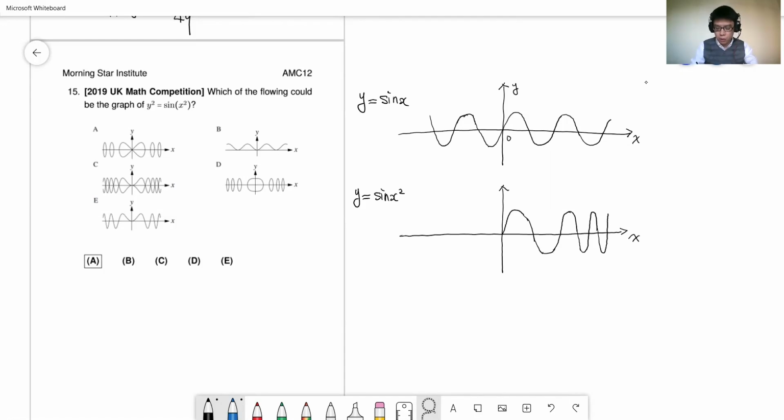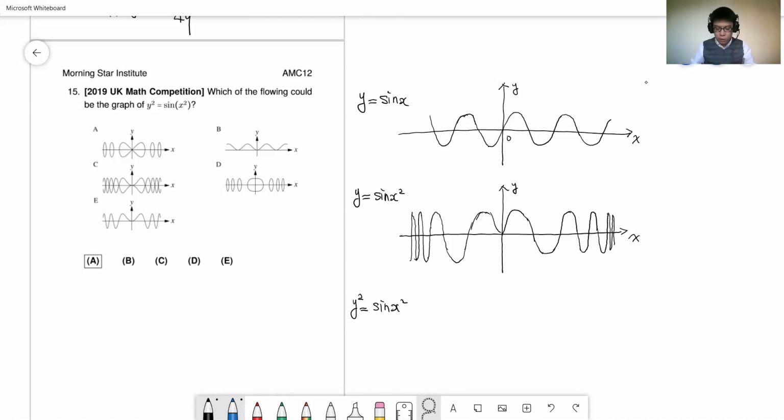And it's symmetric with respect to the y-axis because it's even. So for the other piece, basically we just do a reflection. Okay, something like this. And it becomes very dense, okay, like that. And for the far part, it's very, very dense. Okay, something like this.